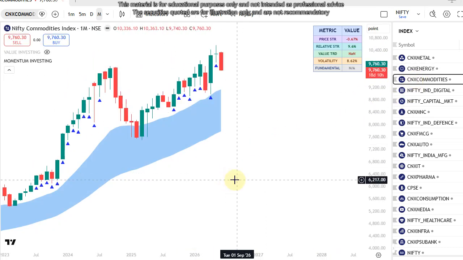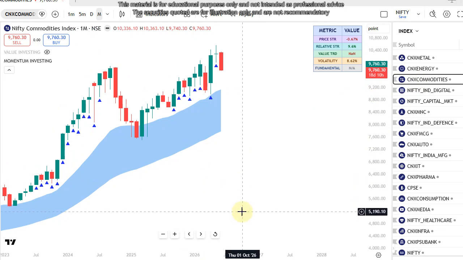All the stocks and indices shown here are for illustration only, not recommendation. Don't take any trade based on this.